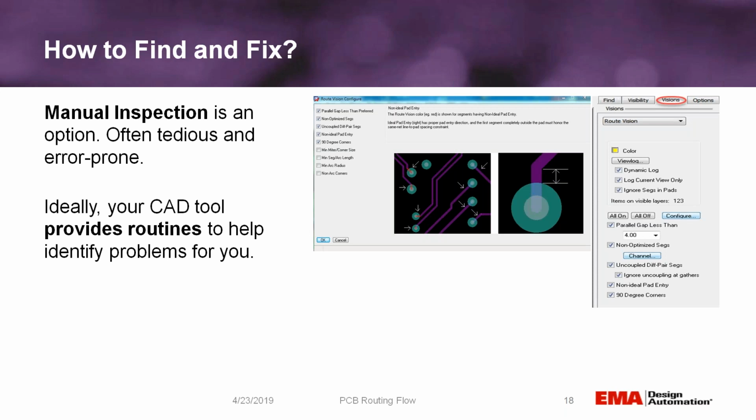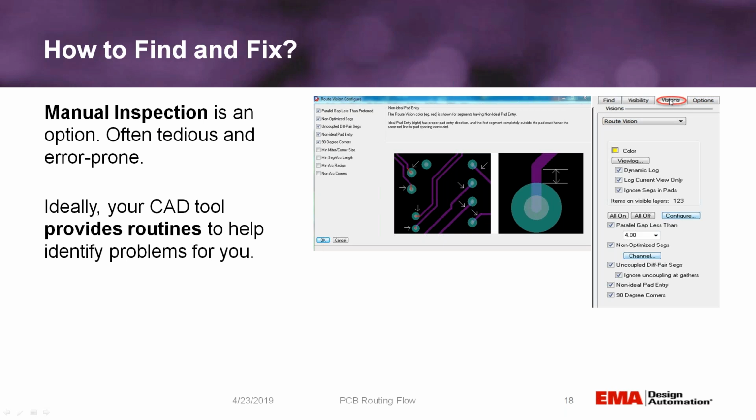So one of the new things that we have is this thing called Route Vision. And Route Vision has a bunch of different checks that you see here. And as you hover over each one of these checks, it gives you a description of what this check does. So you can see we can look for parallel lines with a gap less than a certain amount. That would be important because if we have some long parallel lines, that could introduce signal coupling or crosstalk, right? So that may be a bad thing depending on the design. Also, non-optimized segments, uncoupled differential pairs, and all of those other checks that I mentioned in the previous slide.